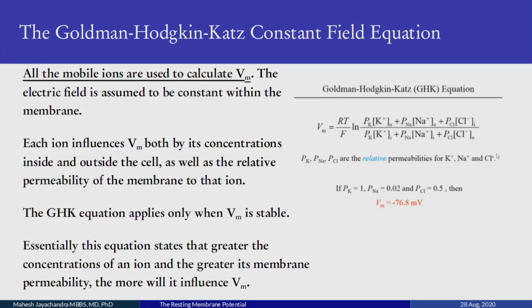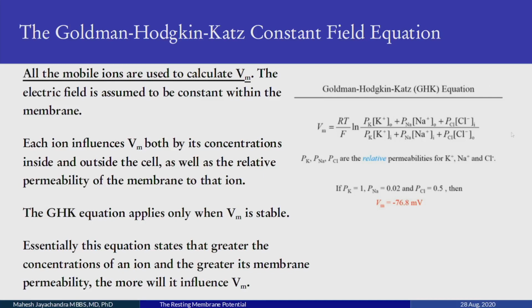Each ion influences the resting membrane potential both by its concentrations inside and outside the cell, as well as the relative permeability of the membrane to the ion. Also note that the GHK equation applies only when the resting membrane potential is stable. If it's swinging up and down, it does not. The bottom line is, the greater the concentration of an ion and the greater its membrane permeability, the more its influence on the resting membrane potential.